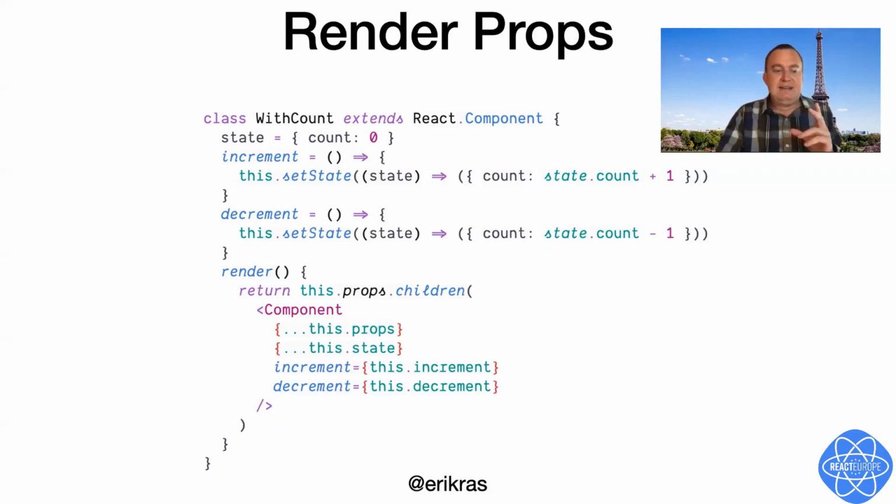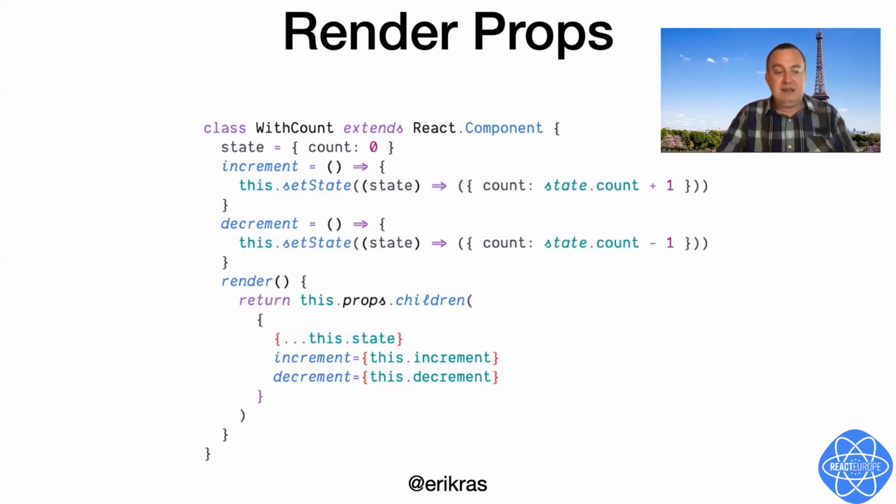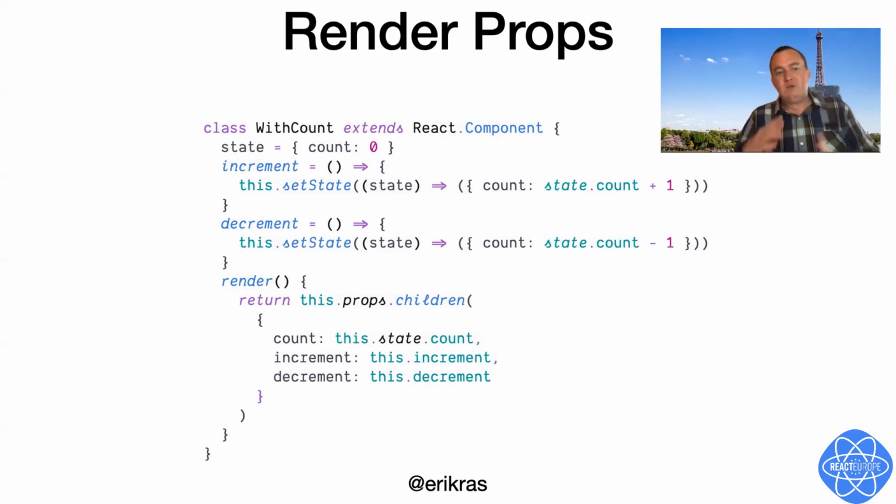And we pass it not a component, but an object. We don't need to pass it our props necessarily, because our parent already has all that state. But we can just pass along our count state and the mutator functions. So it's really pretty similar to what our HOC did. But the real power of render props comes when we look at how we use them in another component. So let's look at that.